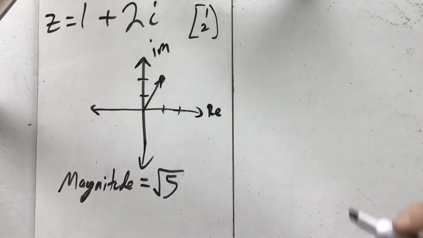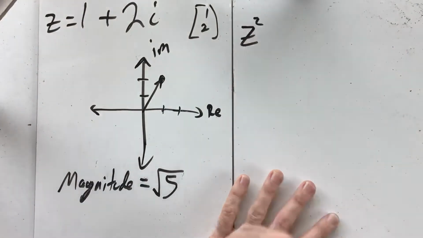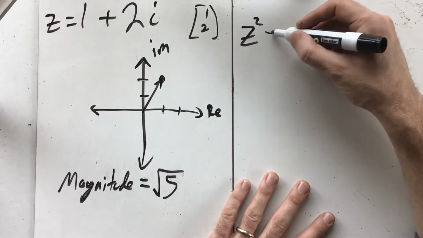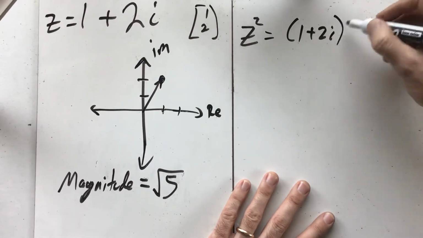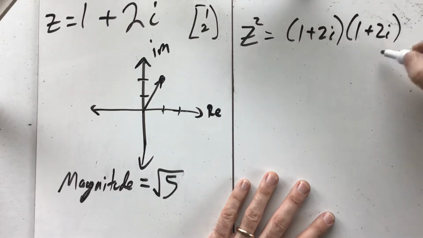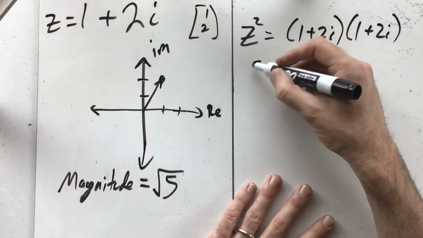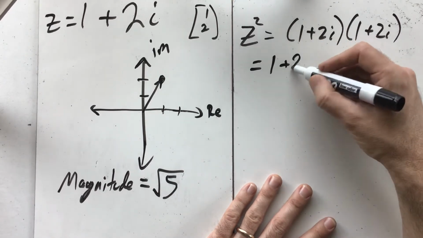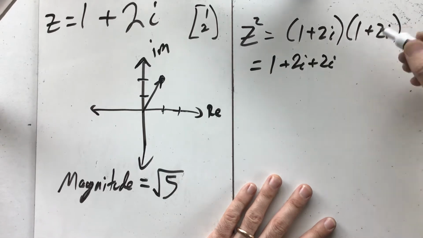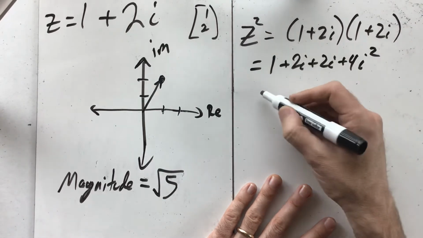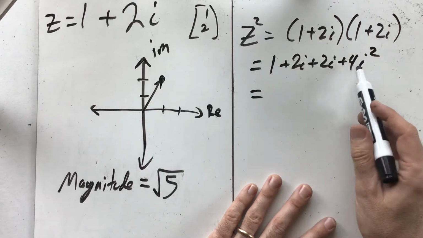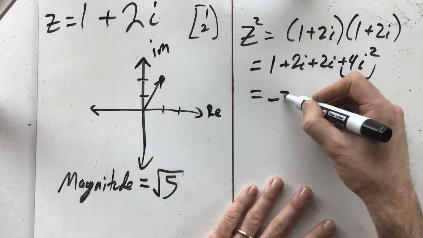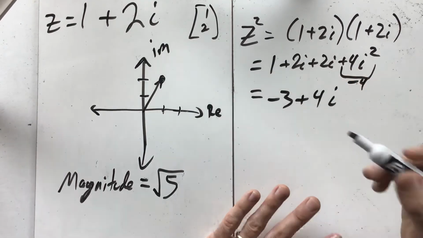Okay. Now the question is, what happens if I square this thing? So what happens if I take z squared and I do 1 plus 2i times another 1 plus 2i? So what happens if I keep multiplying these by each other? Well, let's look at what I get. 1 times 1 is 1. 1 times 2i is 2i, and then 4i squared. And what you'll see is that this actually becomes negative 4, because i squared is negative 1. So it looks like I've got negative 3 plus 4i.